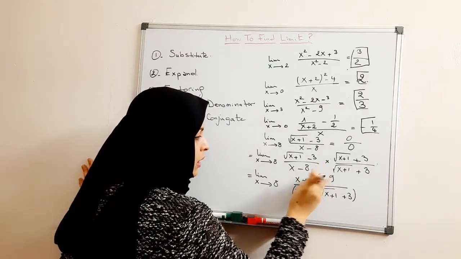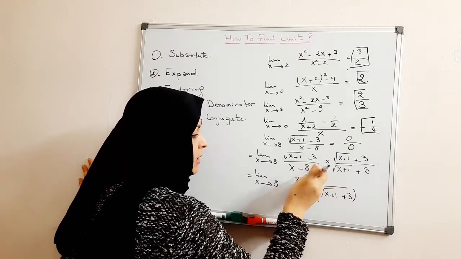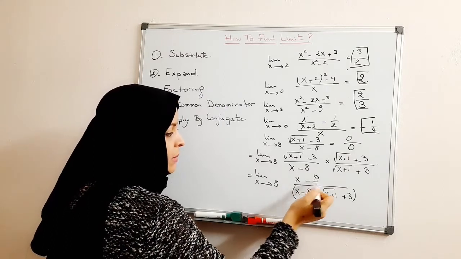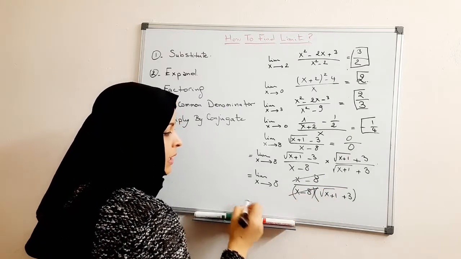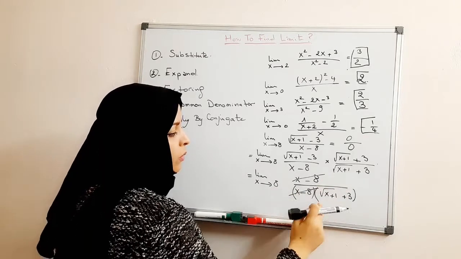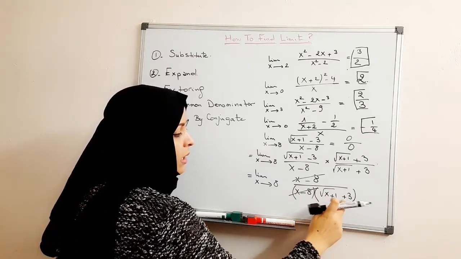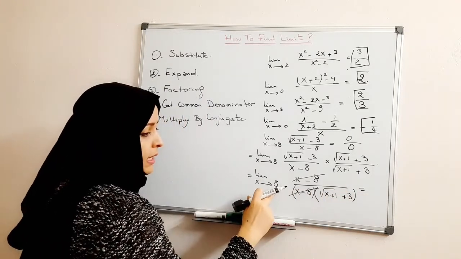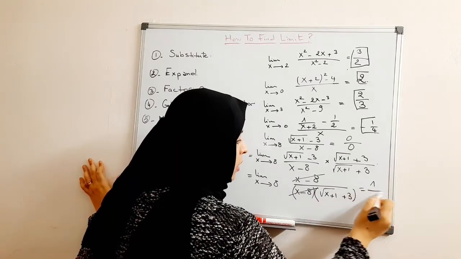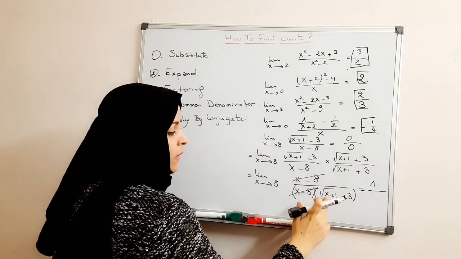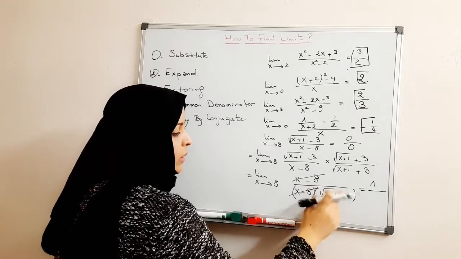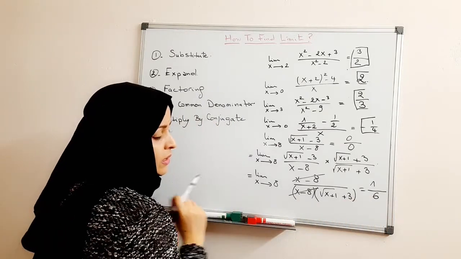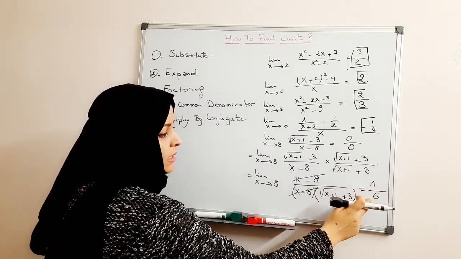Okay, so here 1 minus 9 is minus 8. So here we simplify by x minus 8, x minus 8. So we will have 1 over the square root of x plus 1 plus 3, and we try to substitute by 8, and we get 1 over the square root of 8 plus 1, 9. The square root of 9 is 3, plus 3, it's 6. So the result is 1 over 6.